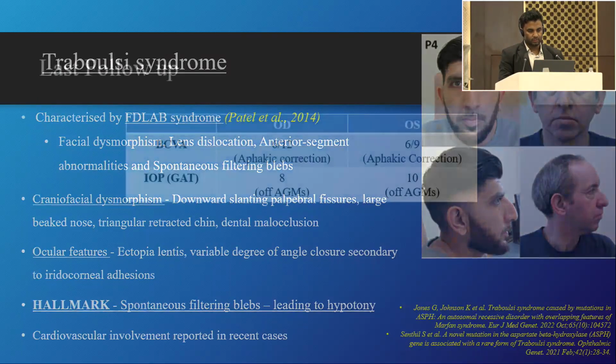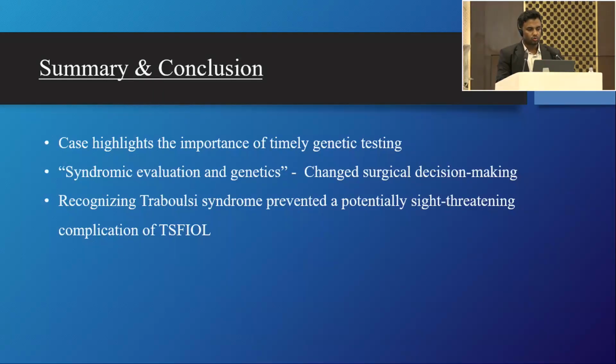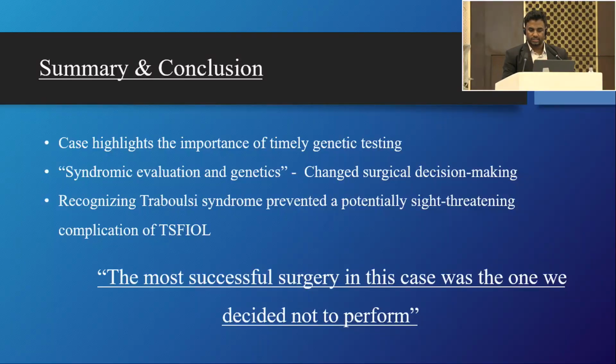So this is the last follow-up of the patient, and our plan is to continue with the FAK correction and no secondary IOL, since the patient can have spontaneous bleb formation and phthisis. So this case highlights the importance of timely genetic testing, and recognizing Travolsi syndrome prevented potentially sight-threatening complications. So the most successful surgery in this case was the one we decided not to perform.